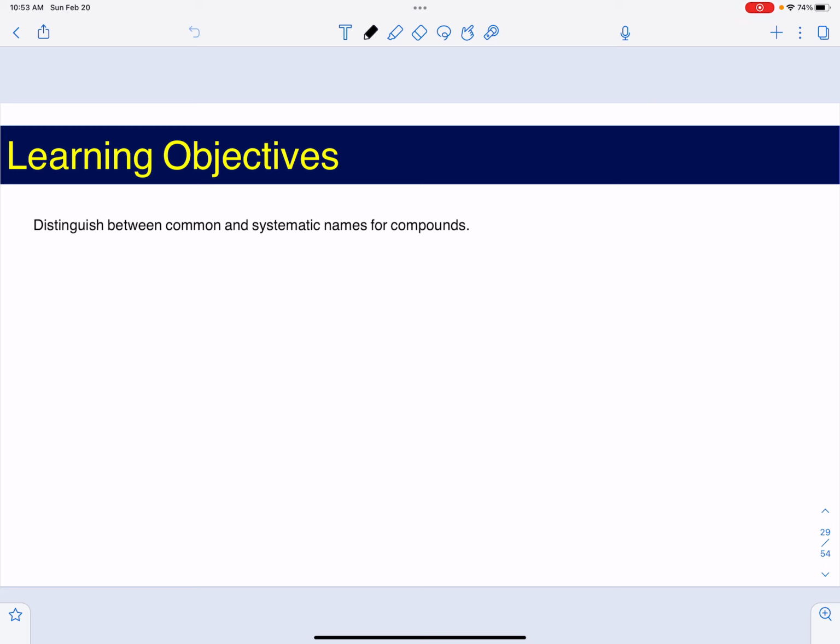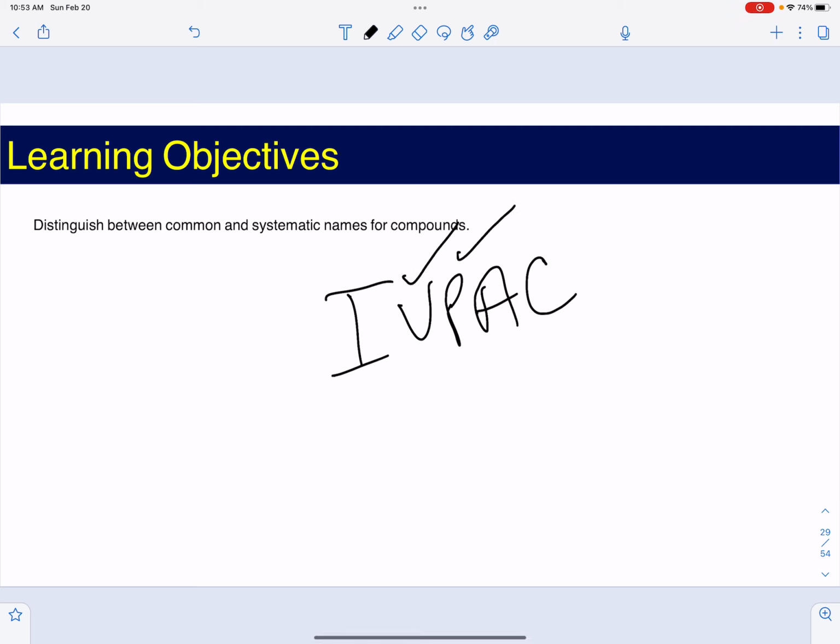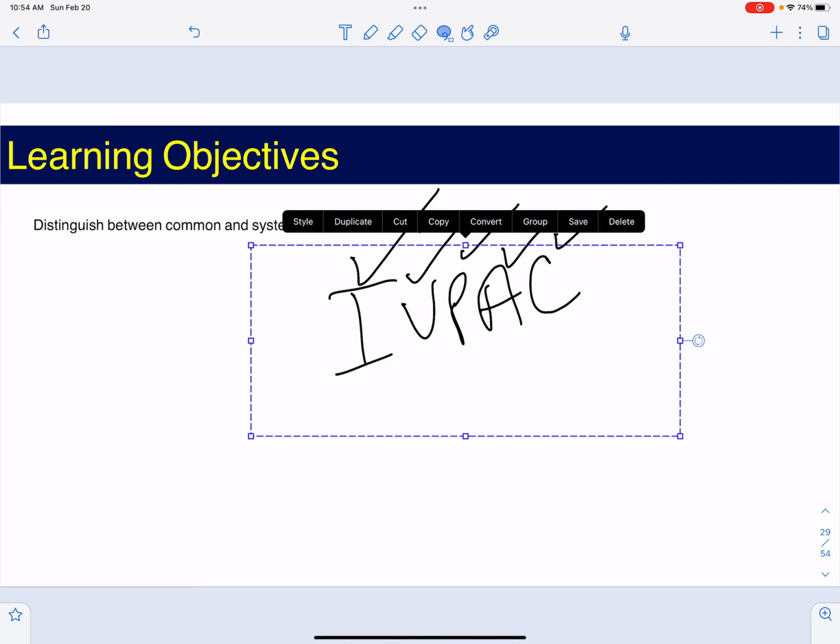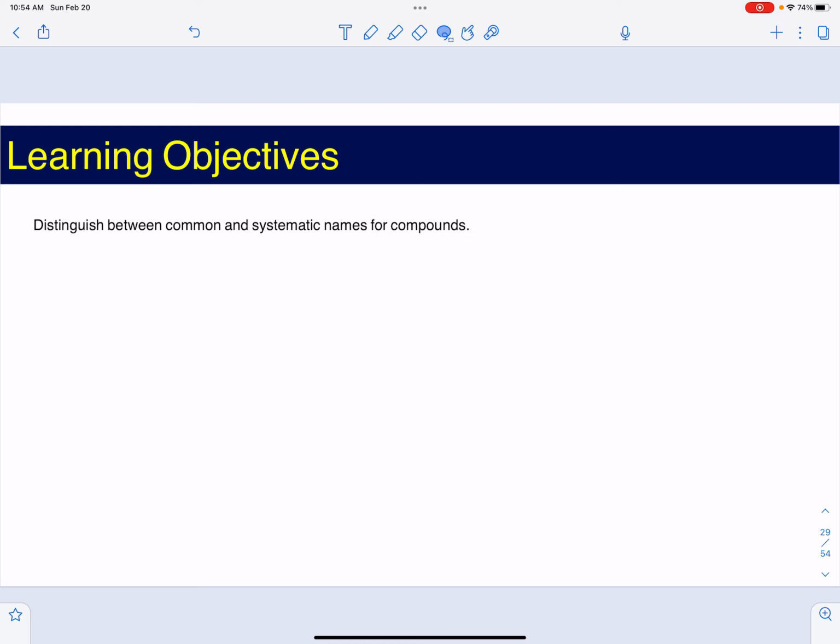The first thing I have to mention is that we have what we call the IUPAC system, the International Union of Pure and Applied Chemistry, and this is international. It is the organization that tells us the rules on how to name compounds. However, many years before that organization was instituted, we were already naming compounds, and some of those names are still around that do not follow the system.